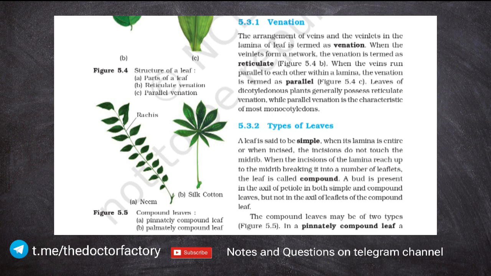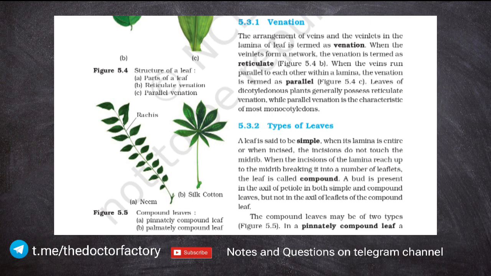5.3.2 Types of leaves. A leaf is said to be simple when its lamina is entire or when incised. The incisions do not touch the midrib. When the incisions of the lamina reach up to the midrib, breaking it into a number of leaflets, the leaf is called compound. A bud is present in the axil of petiole in both simple and compound leaves, but not in the axil of leaflets of the compound leaf.